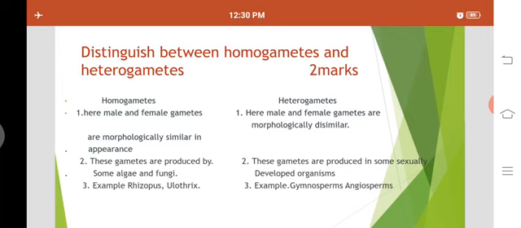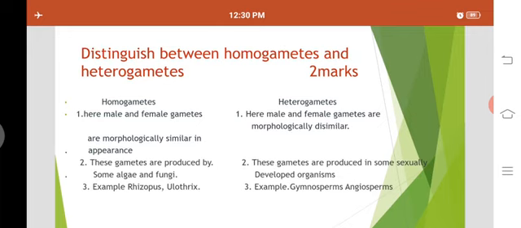And in case of the heterogametes, these are produced in some sexually developed organisms. You can take the example of the gymnosperms, and the angiosperms. Here both male and female gametes are produced, but male and female gametes are different in their appearance. For this, you just have to write only the difference. This question is there for 2 marks. Okay, just for remembering purposes, I have given the diagram also.